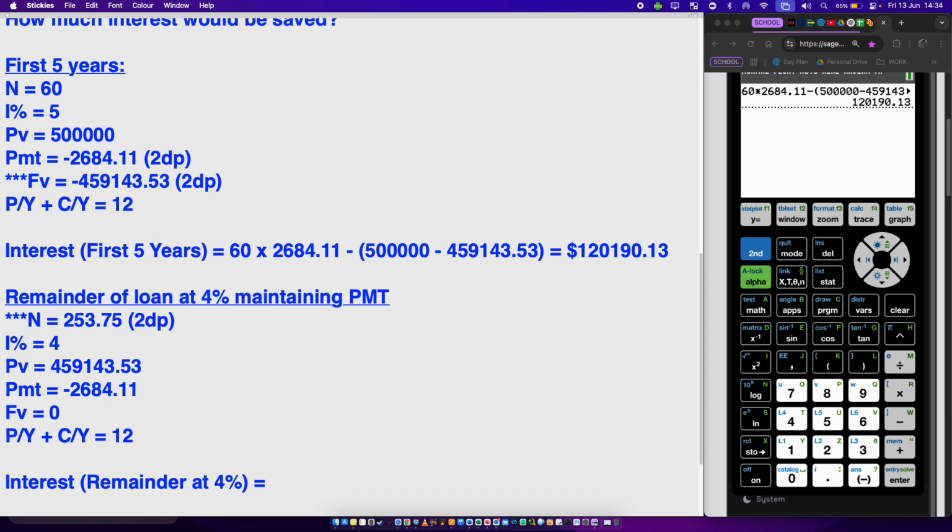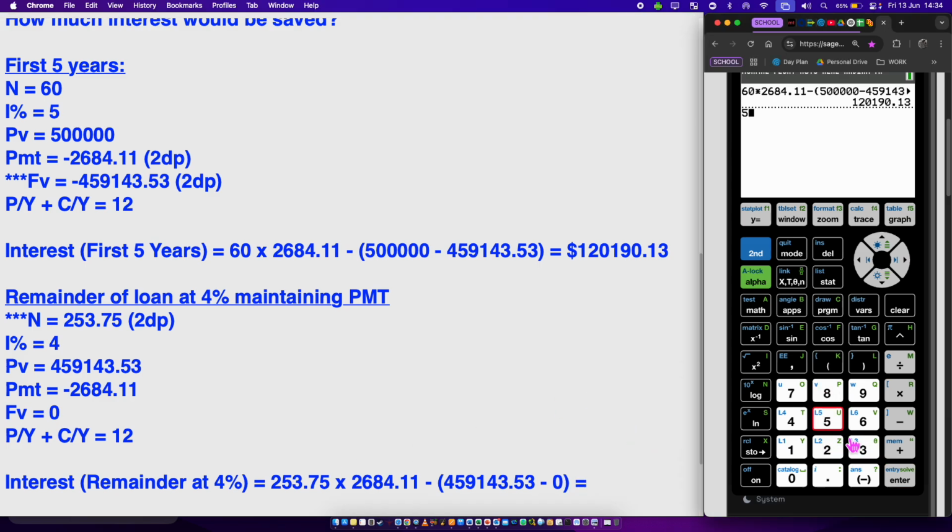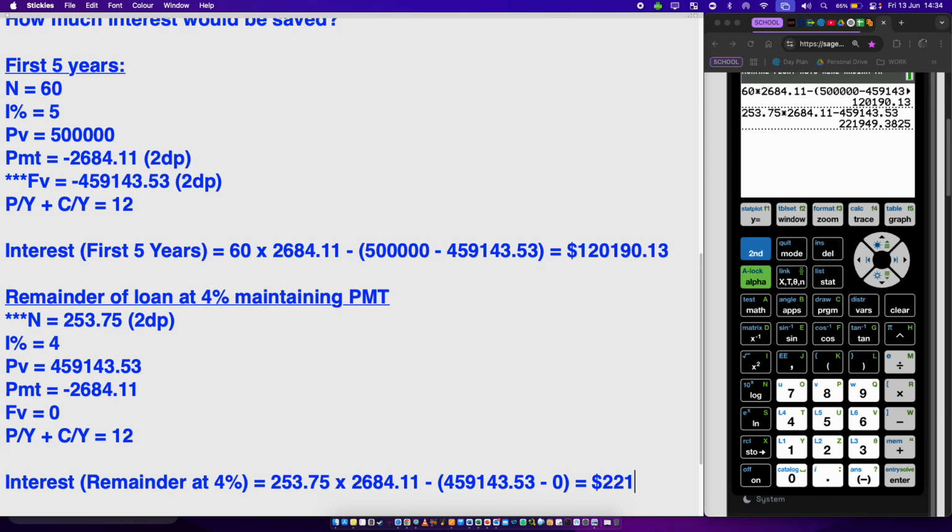In the remaining time, 253.75 payments of 2,684.11 minus 459,143.53. Take nothing. Interest paid at the end: 253.75 times 2684.11. Take away 459,143.53. Okay, paid that much interest in the end. 221,949.